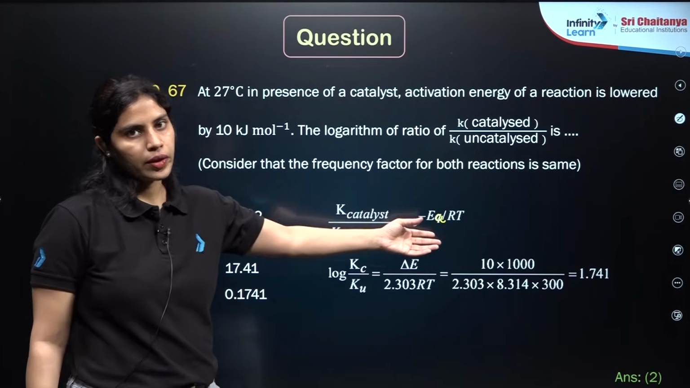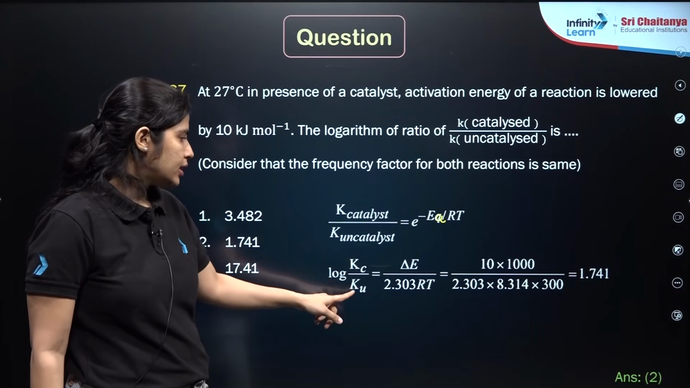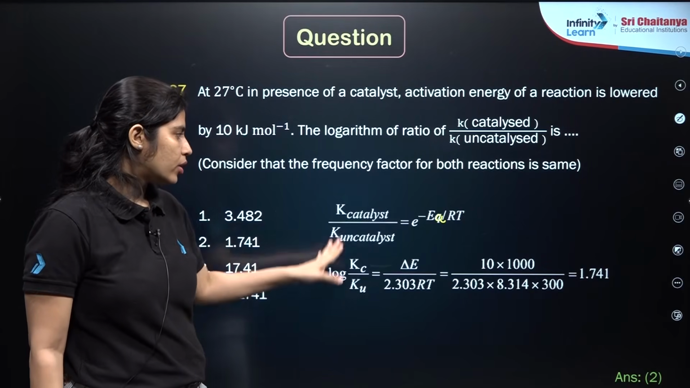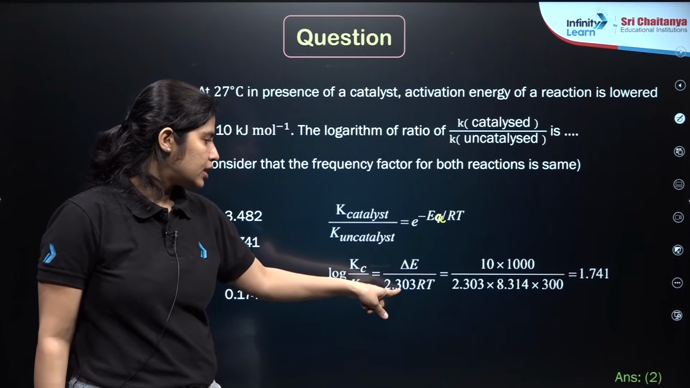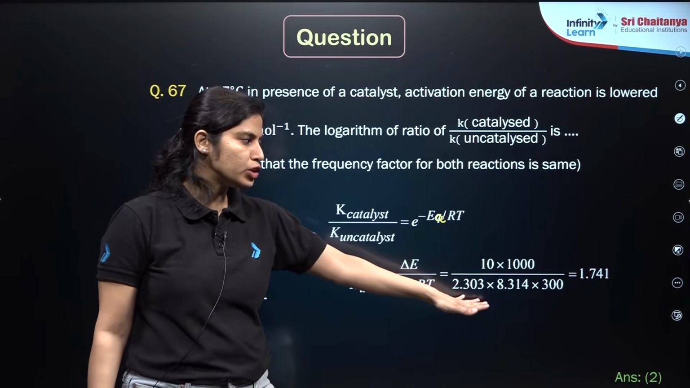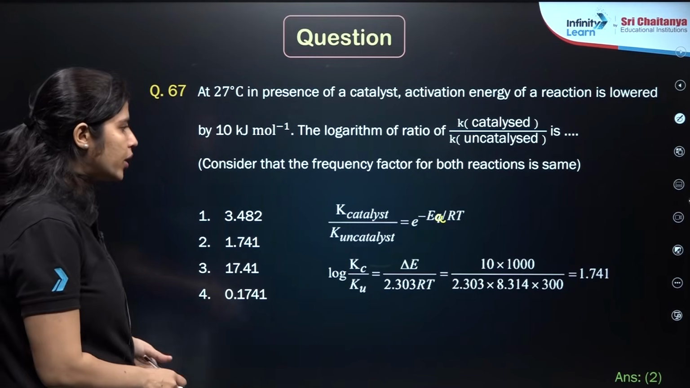Or you can write down delta E also, that is completely fine, right? So here we have catalyzed, uncatalyzed, and if I'm going to take the log value of the equation, what will it become? Delta E by 2.303 RT. Now we just have to put down the values and we will get the answer over here as 1.741.